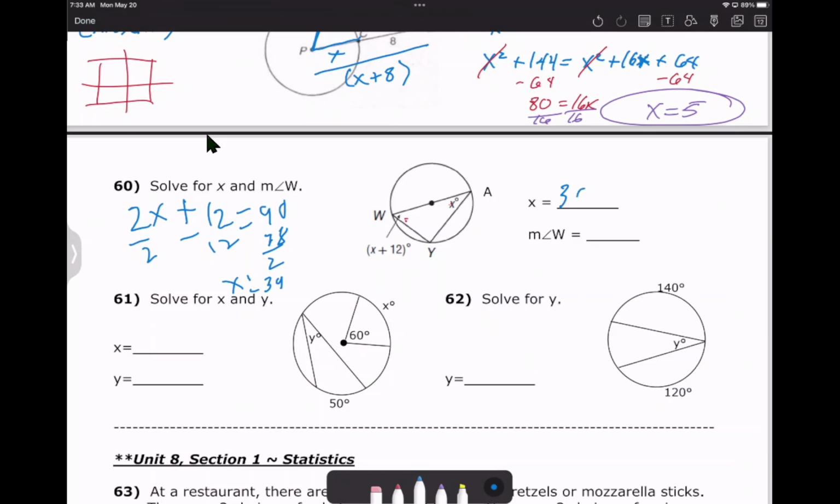Since we want angle W, 39 plus 12 is 51. And that is it. All right. Chris, 61. Yeah.